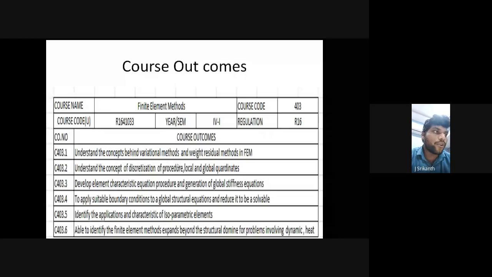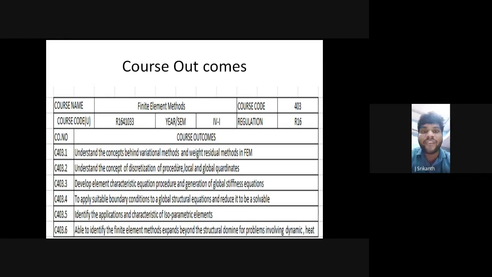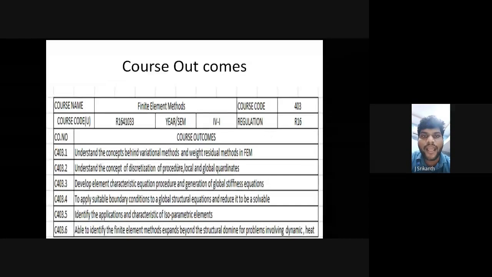Unit number 2 is understanding the concept of discretization procedure and global coordinates. This unit number 2 is very easy. I'm explaining various methods in unit number 2. And then unit number 3 is developing the element characteristics by using generation of global stiffness equations. It includes analysis of trusses and analysis of beams. Already you know that analysis of beams and analysis of trusses is part of strength of materials.